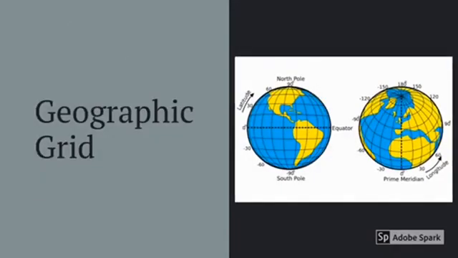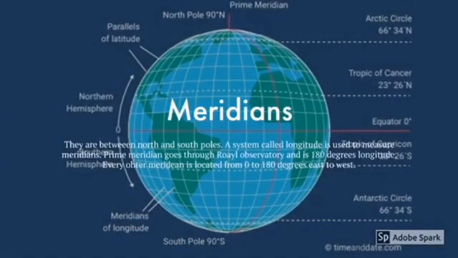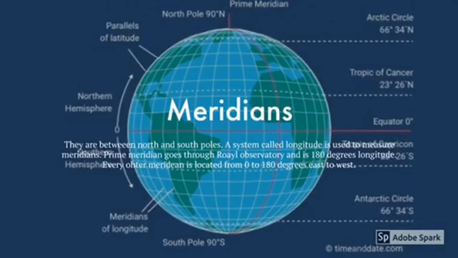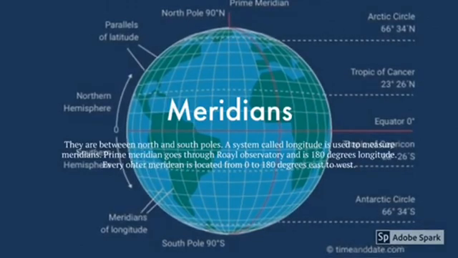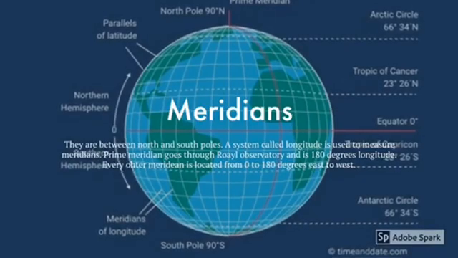To find specific locations on a map, we use lines. They are arcs that are drawn on a map and are composed of meridians and parallels. Meridians are arcs drawn from the north to the south pole. A system called longitude is used to measure each meridian, and it goes from 0 to 180 degrees east to west. The prime meridian passes through the Royal Observatory and is the only meridian located on 180 degrees longitude.